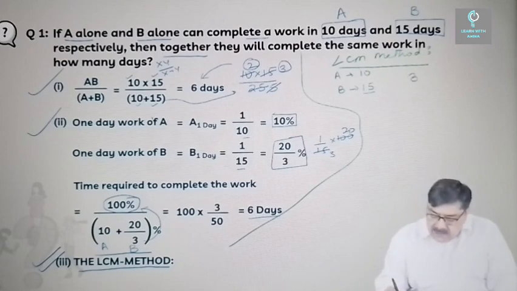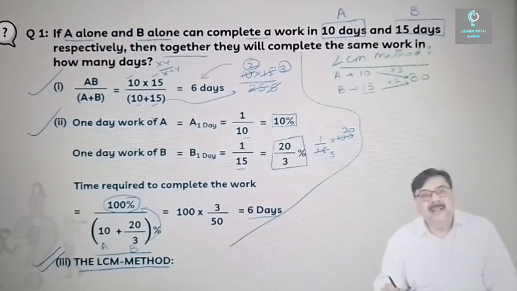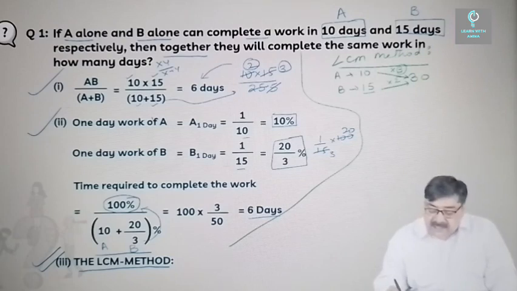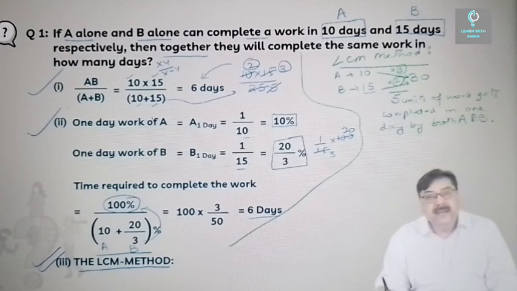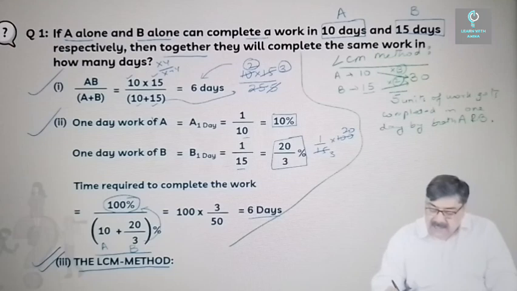So you have found your LCM. So LCM here happens to be 30. Now as you see, 10 into 3 is 30 and 15 into 2 is 30. So it simply means that A's efficiency is that it completes 3 units in one day, and B's efficiency is that it completes 2 units of work in one day. So 3 plus 2 will be 5 units of work that get completed in one day by both A and B. So the only thing that you now have to do is divide this 30 by 5.